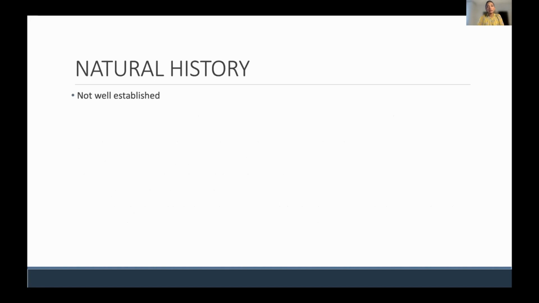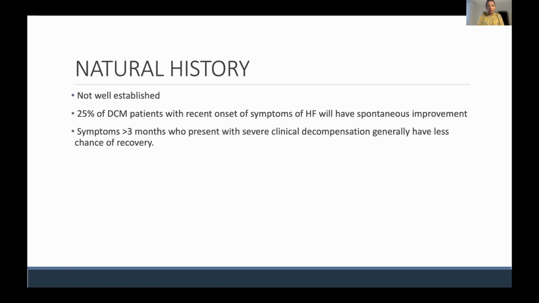Most of the natural history studies are really from before the time of guideline-directed medical therapy. So this has evolved over the last several years as well with the innovations in diagnostic techniques as well as management. So the natural history is really not quite well established.